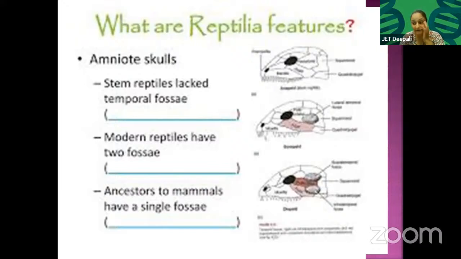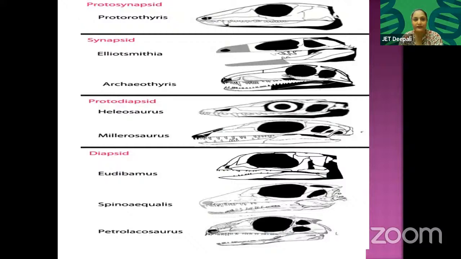Okay, so when we are studying about the Lepidosauria and Archosauria, this is the superorder of these reptiles. Okay, they are having only one single foci. Okay, see, this is protosynapsid, synapsid, temporal foci is there. Okay, these are the protodiapsid, these are the diapsids.